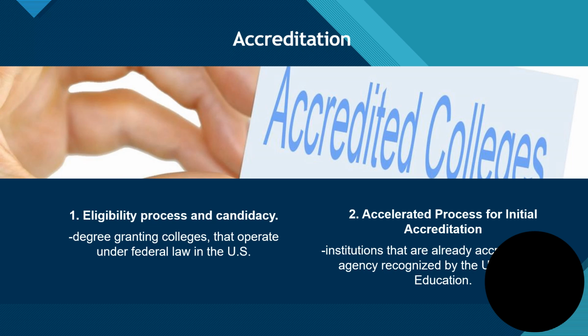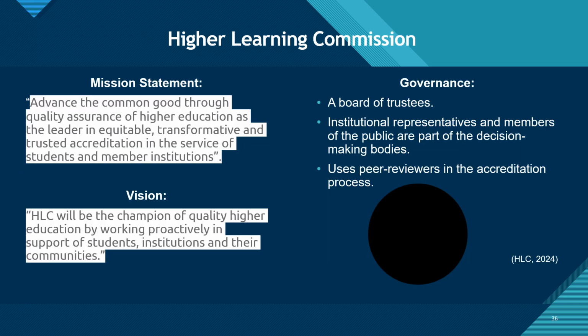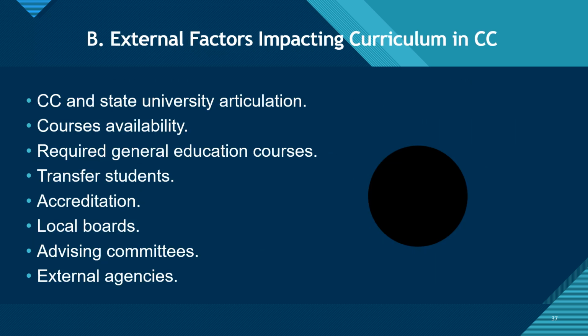One of the organizations that we'll look at is called the Higher Learning Commission. This is an independent corporation, one of seven regional accreditors, and it accredits institutions of higher education. They have a mission statement and a vision, a board of trustees, and the Higher Learning Commission uses peer reviewers in its accreditation process.